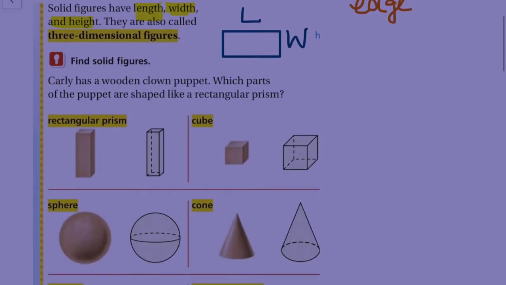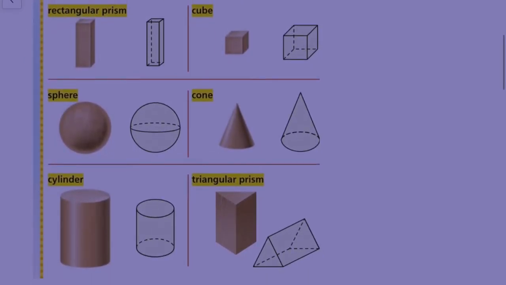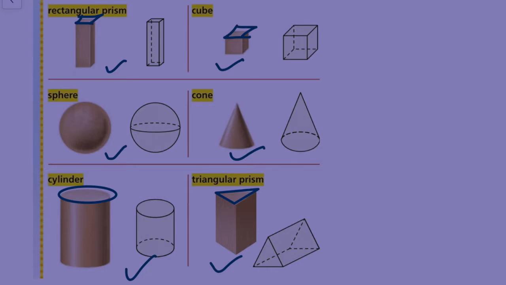I have some shapes for you to see with different names. Here we have a rectangular prism. There's a little wooden shape on the side, and there is a geometric shape on the right. You can see a rectangular prism, cube, sphere, cone, cylinder, and a triangular prism. This would be the base, which is the same at the bottom. This is a circular base at the bottom, whereas the cone only has one circular base, which is at the bottom.